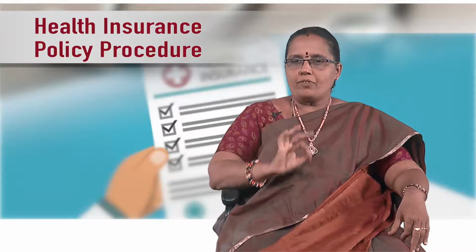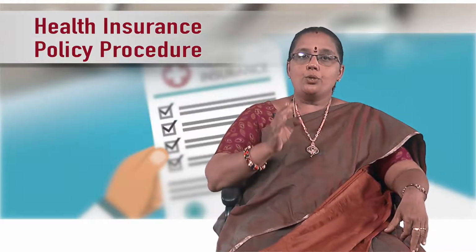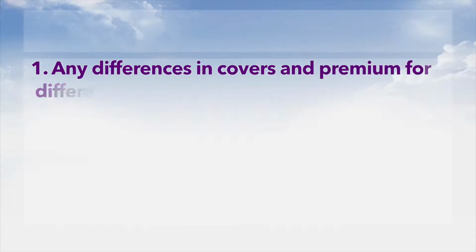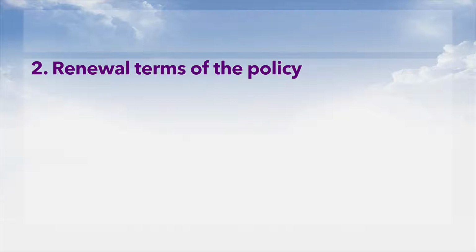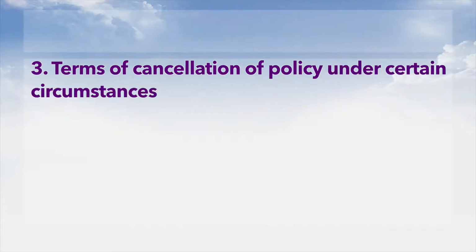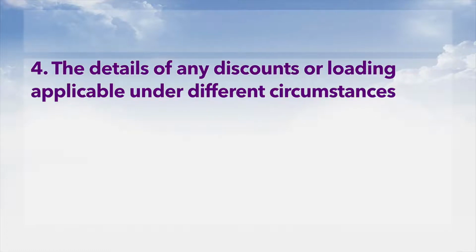Other important information which a prospectus should also disclose includes, the first one, any differences in covers and premium for different age groups and for different entry ages. The second one is renewal terms of the policy, that is when should we renew. The third important one is terms of cancellation of policy under certain circumstances, how to cancel. The fourth one is the details of any discounts or loading applicable under different circumstances, under various situations.